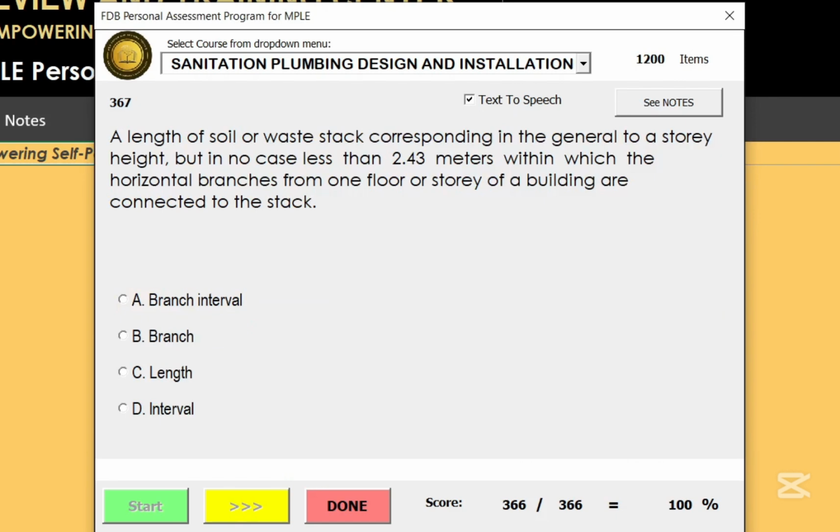A length of soil or waste stack corresponding in general to a story height, but in no case less than 2.43 meters, within which the horizontal branches from one floor or story of a building are connected to the stack. A. Branch interval. B. Branch. C. Length. D. Interval. Please pick your choice.